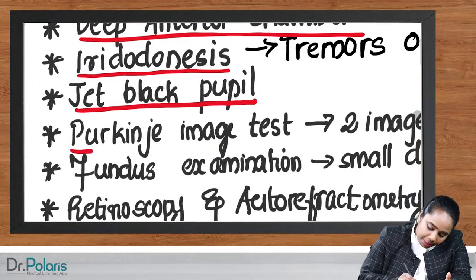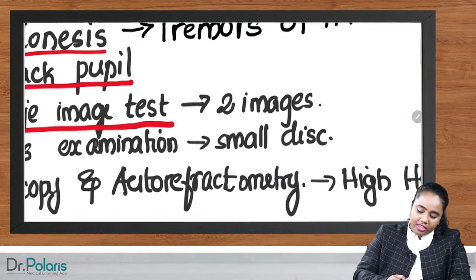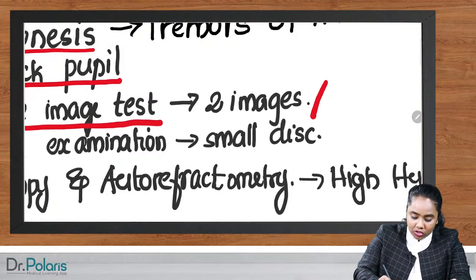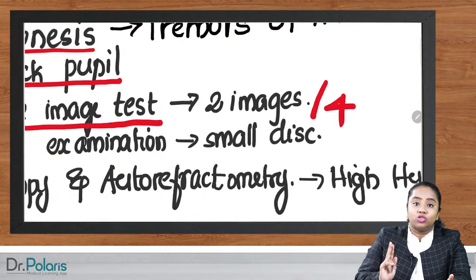Then you can go for a Purkinje image test. Normally in a Purkinje image test, you can see 4 images. But here in case of aphakia, what you can see is 2 images.